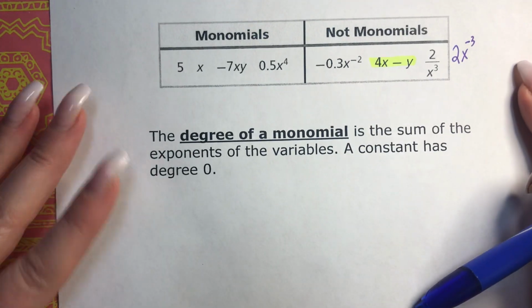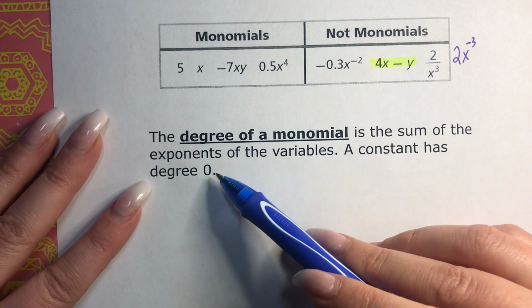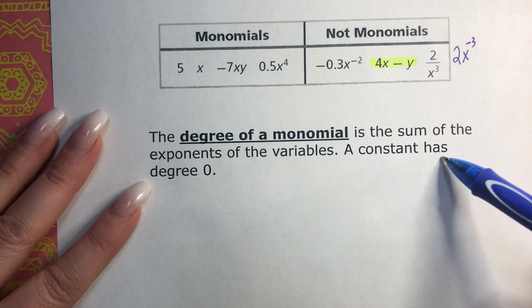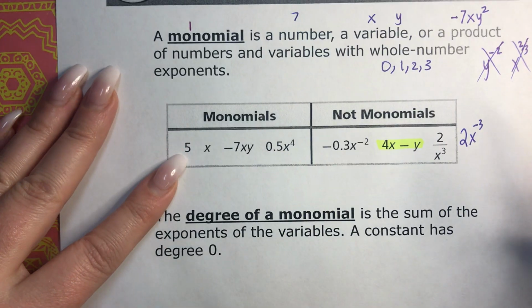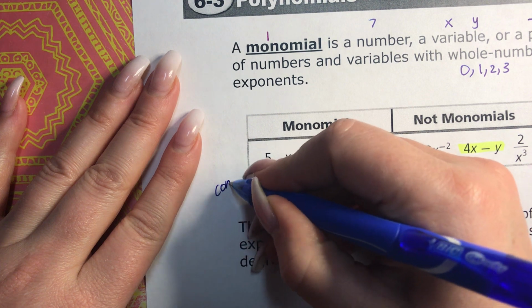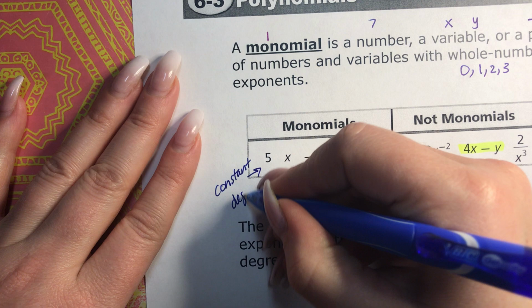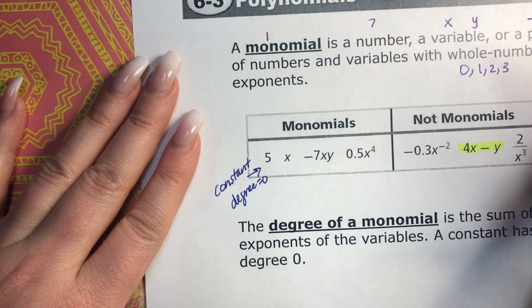Now let's talk about the degree of a monomial. The degree of a monomial is the sum of the exponents of the variables. A constant has degree 0. So any number is called a constant. So 5 has a degree of 0, okay?